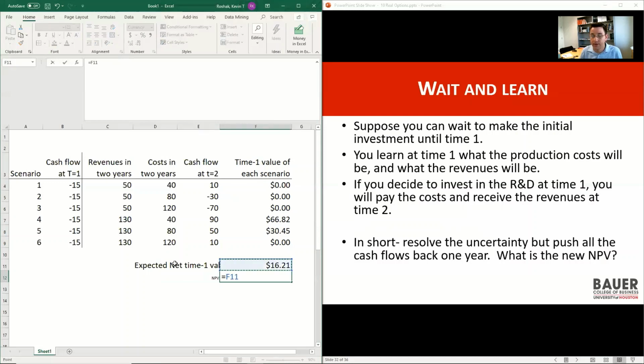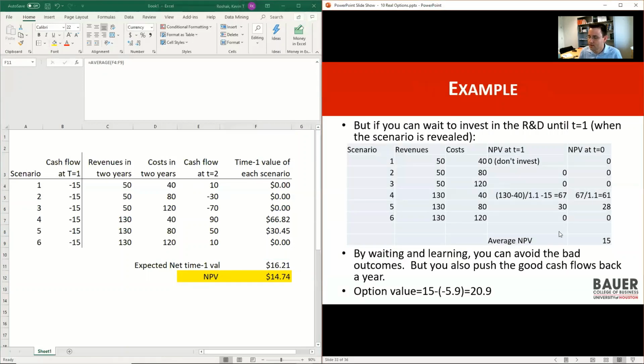So we're going to take the time 1 value and discount it 1 time to get an NPV of about 15. So that's a net present value. That's the value today from this project if we wait and then figure out what happens before deciding whether to invest. Okay, so that's all laid out here in this table. We get $67 at time 1, but then we have to discount that to time 0 to get $61 in present value terms, $28 in present value terms. The average present value then is 15.